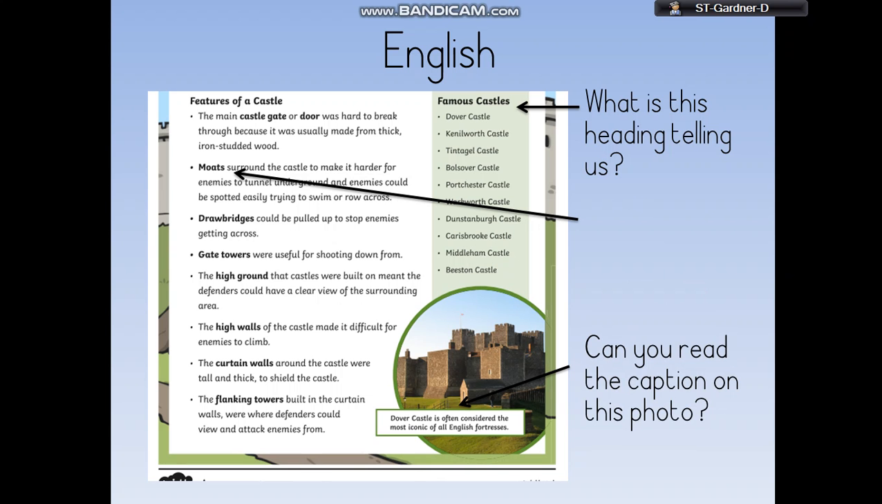Can you read what the caption says on this photo? If I read it out here, it says Dover Castle is often considered the most iconic of all English fortresses, okay? Now, the word fortress just means another name for a castle, okay? And Dover Castle is in this country, and it's a very beautiful looking castle too, so maybe you can have a look at that a bit closely, alright? Again, that photo is helping us to get an understanding of what Dover Castle looks like, so that's useful information for us.